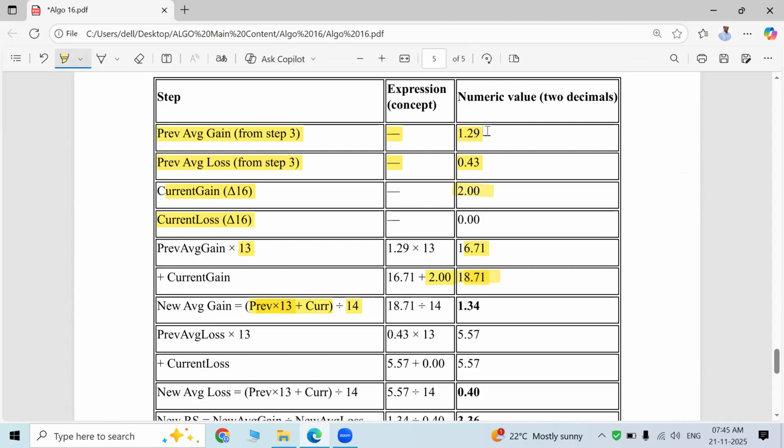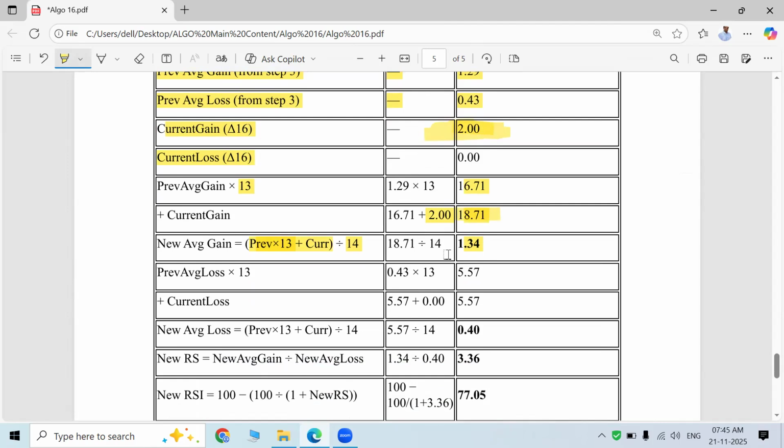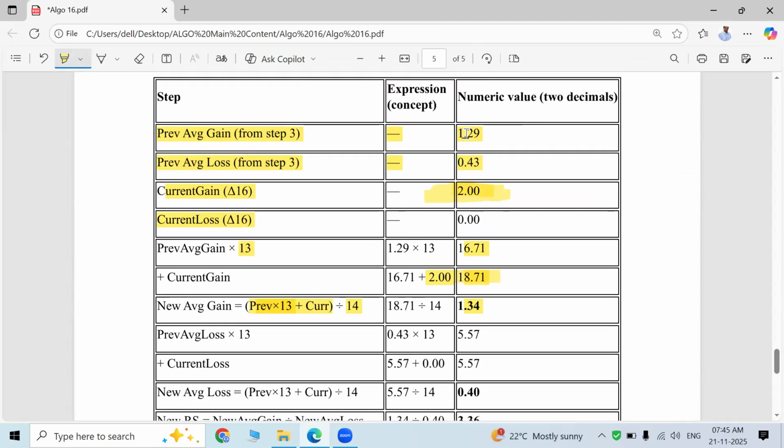So the previous average gain was 1.29. The current average gain is 1.34. Why did this happen? Because on the 16 number cycle, the 2 is added as a new gain. But in average, it is added as 1.29 changed to 1.34.